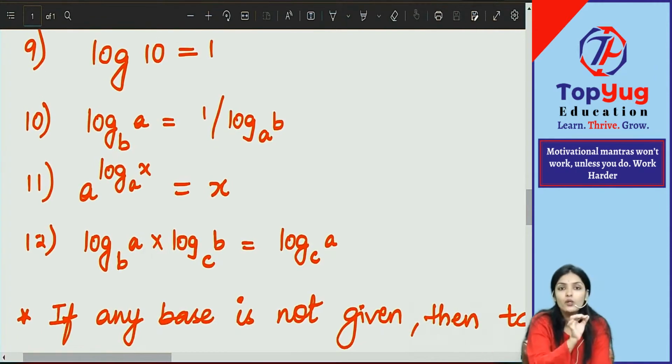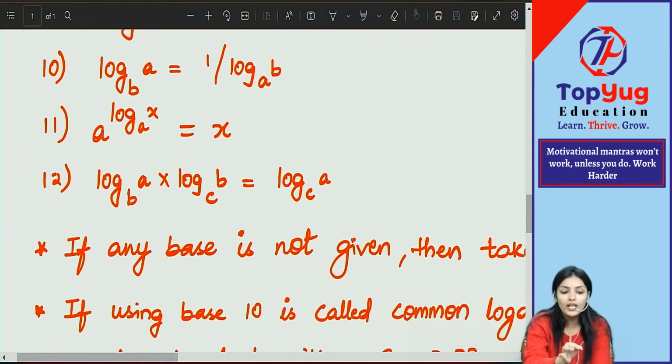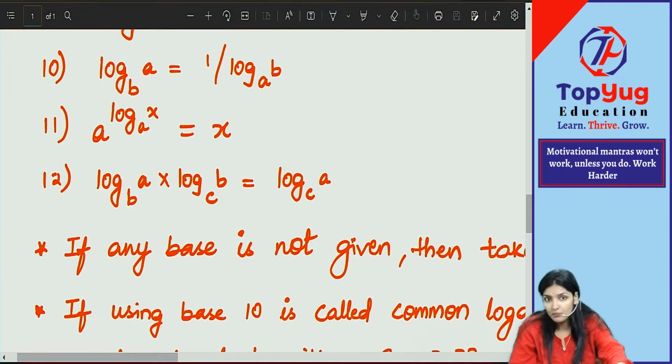Now log a to the base b, you can write it as 1 divided by log b to the base a. Reverse: base to number, number to base. Now this 11th one is hardly used, but by chance if any problem uses it, then we need to know this. Sometimes the question is given in this form and x would be some option. You have to do that.